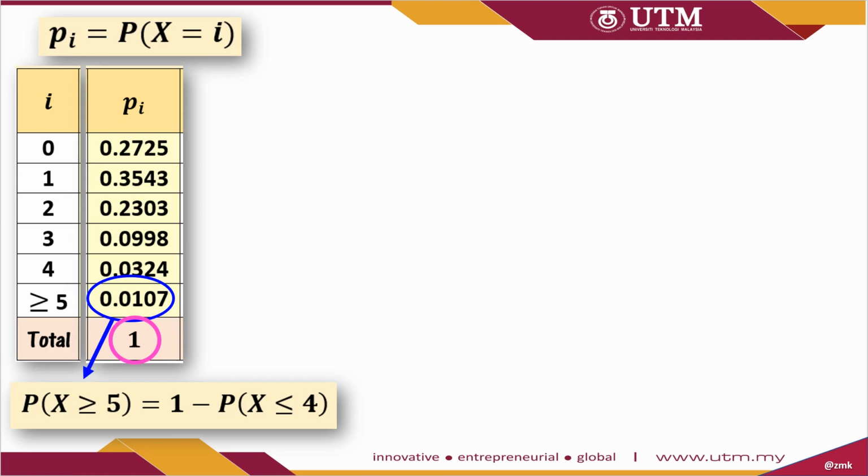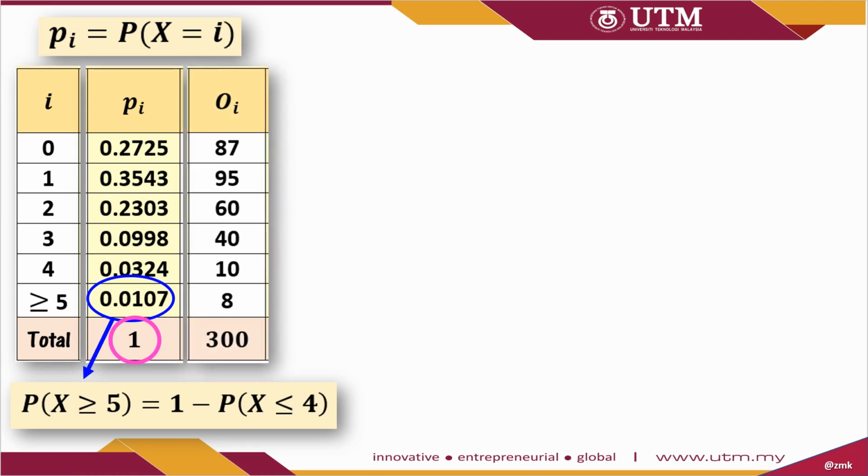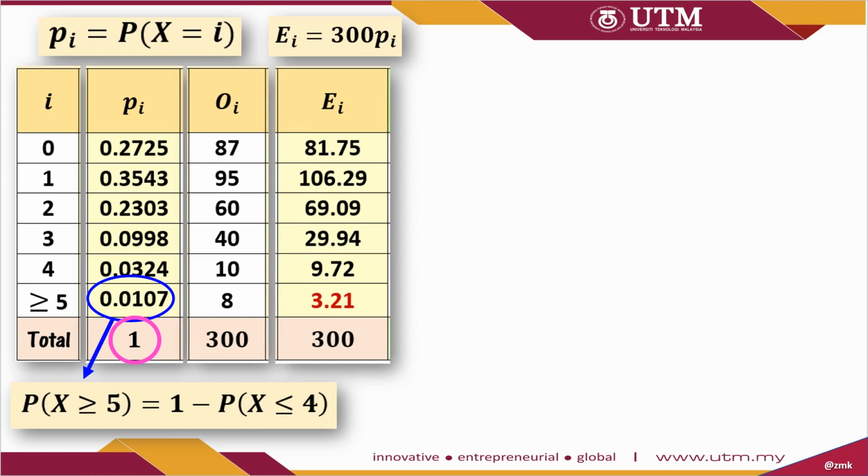The observed values Oi can be stated directly in the next column as given in the question. The next column is the values of Ei, defined as 300 times the corresponding values of Pi that have been calculated earlier. You can check that the Ei values should be as follows. Notice that the last Ei value is 3.21, which is clearly smaller than 5.